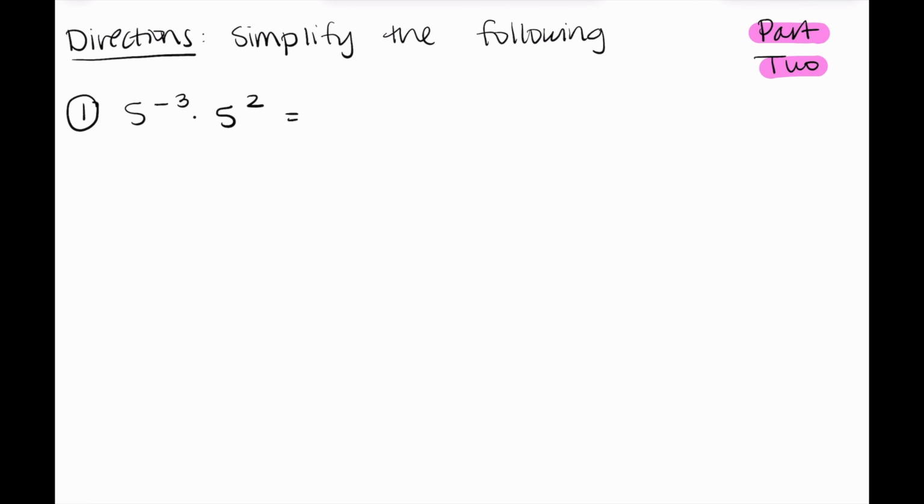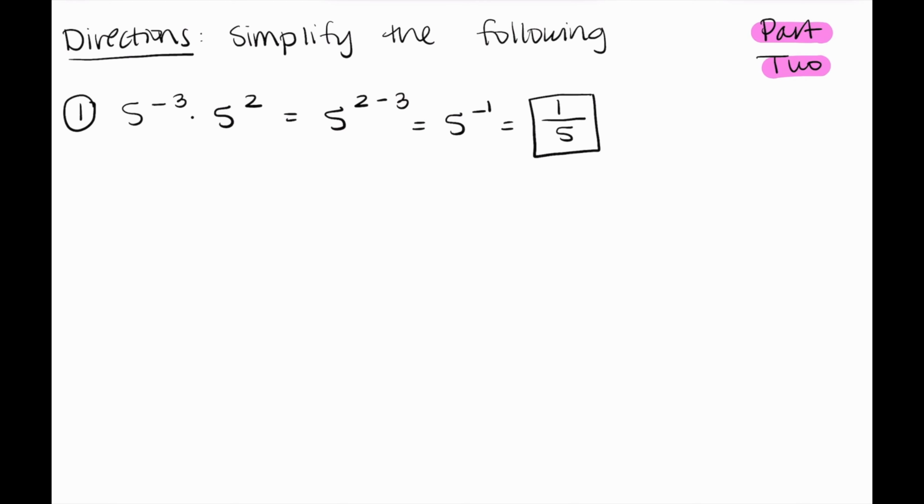In this one, we'll use the multiplication rule. What we'll do is take the one with our positive exponent, 5 squared, and subtract the negative exponent. So it would be 5 to the power of 2 minus 3. When we do that, we get 5 to the negative 1. And we know that 5 to the negative 1, we would use our reciprocal rule again here, and that would just give us 1 over 5. So 1 over 5 would be our simplified answer for number 1.